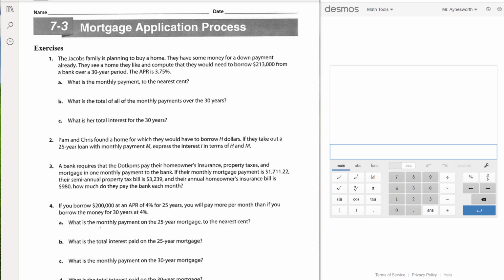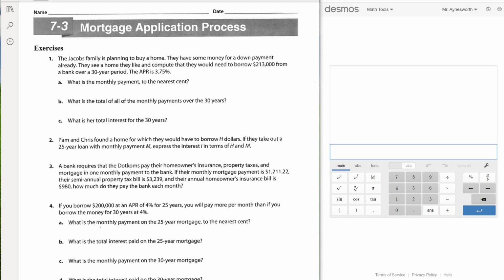This is Mr. Ainsworth, and we're going to get into a little financial algebra here and get into your workbook on section 7.3. Talk about mortgages and the application process. And we're going to bring in some concepts from the past as well. So get ready to do that here.